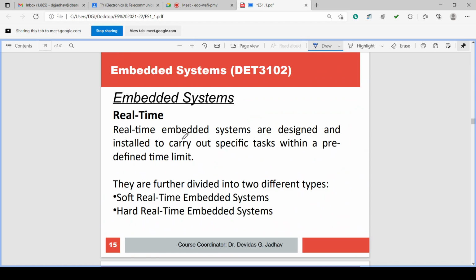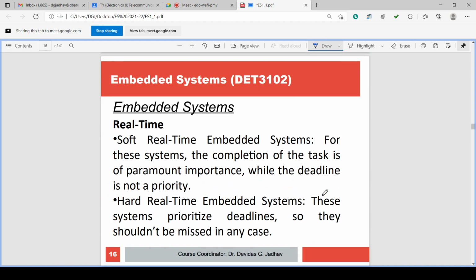So real time, we have seen, real time embedded systems are designed and installed to carry out specific tasks within a defined time limit. A specific task is completed within the defined time limit. That is the real time system, and they are further divided into soft real time systems and hard real time systems. For soft real time systems, the completion of the task is of paramount importance and not the deadlines. What is the deadline? What is the time limit? It is not important. The task may take longer than the deadline, but the task must be completed. That is a soft real time embedded system.